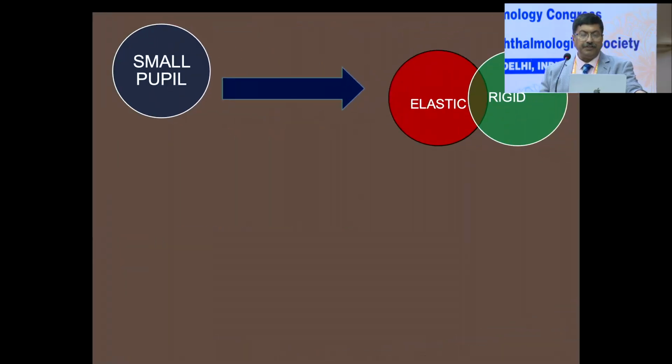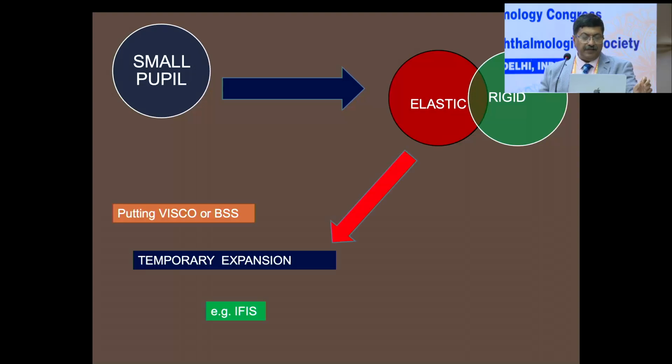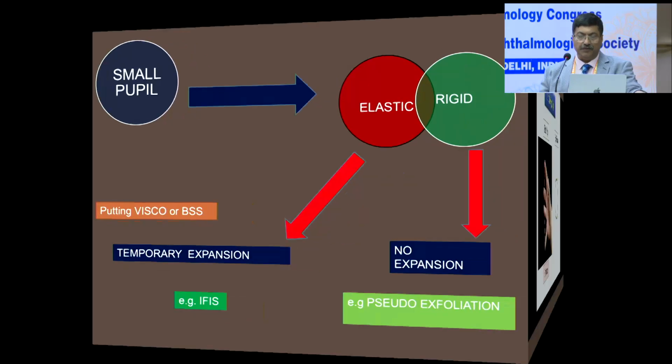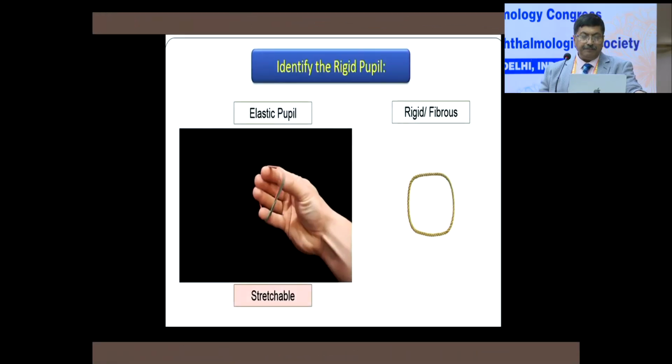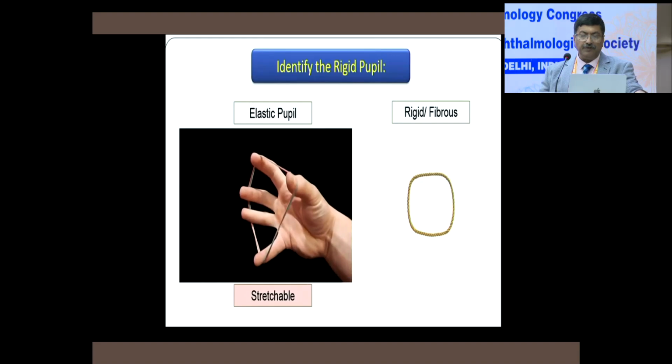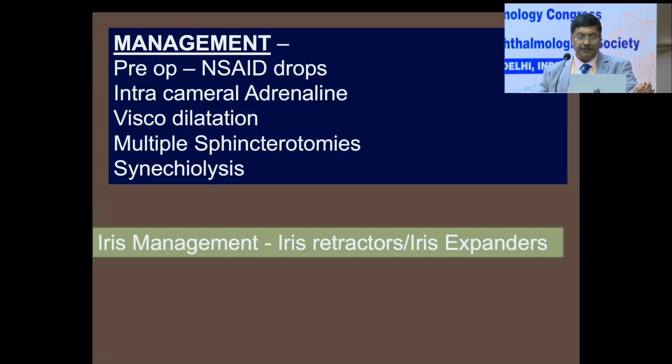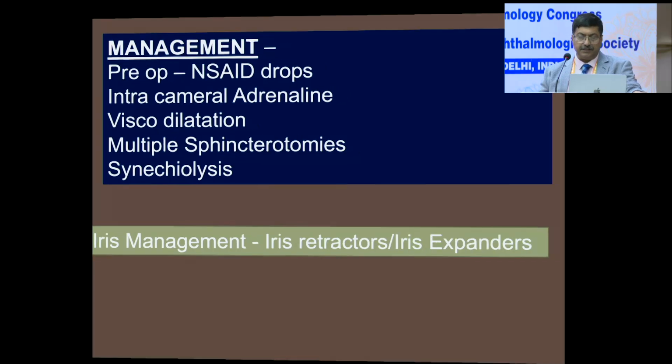Now, how do you differentiate a small pupil? It may be elastic or rigid. Putting a visco or BSS, when there is a temporary expansion, as for example in IFIS, it is elastic; if it is rigid, there is no expansion, as for example in pseudoexfoliation. Now, the elastic pupil is stretchable, whereas rigid and fibrous, it is breakable. How do you manage? Preoperative NSAID drops, intracameral adrenaline, viscodilatation, multiple sphincterotomies, synechiolysis. Iris management is done by the iris retractor or the iris expander.